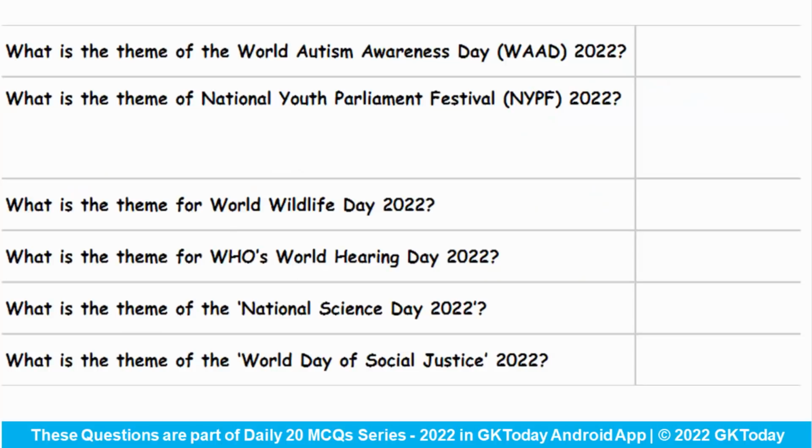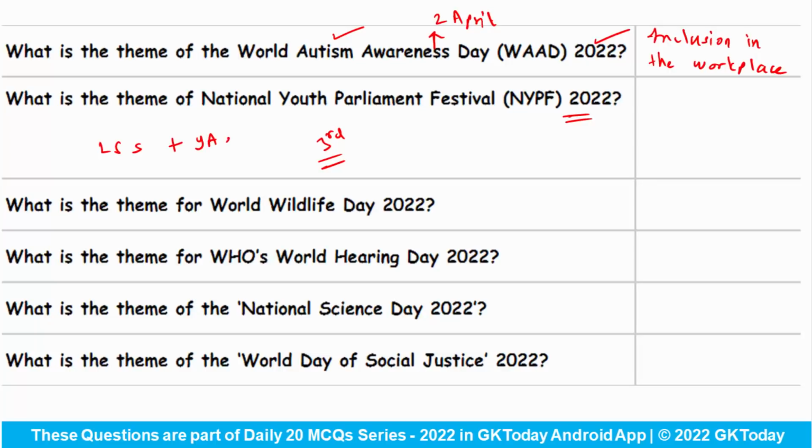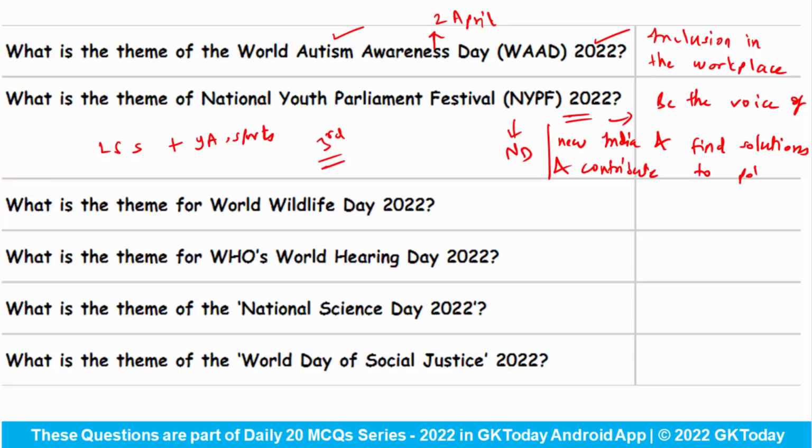Now let's see some of the important days and themes. What is the theme of World Autism Awareness Day 2022? We observe this day on 2nd of April and the theme for this year is Inclusion in the Workplace. What is the theme of the National Youth Parliament Festival 2022? This was the third edition of this festival and it was organized jointly by the Lok Sabha Secretariat and Ministry of Youth Affairs and Sports. It was organized in New Delhi and the theme for this festival was Be the Voice of New India and Find Solutions and Contribute to the Policy. This was the whole theme.